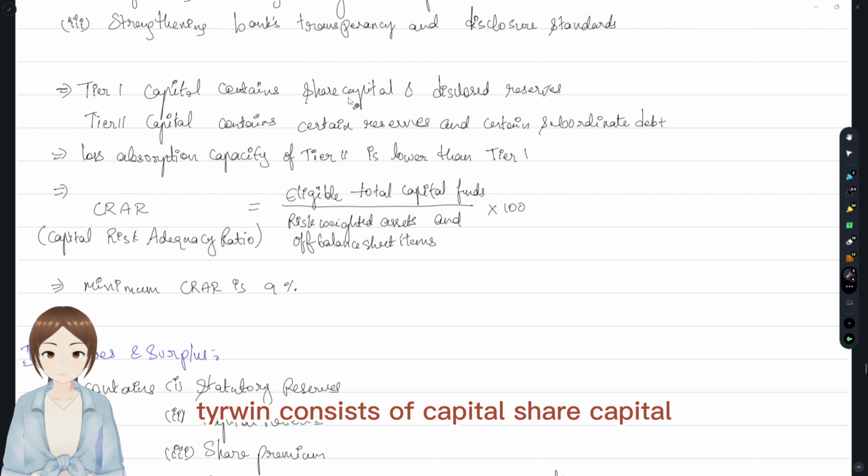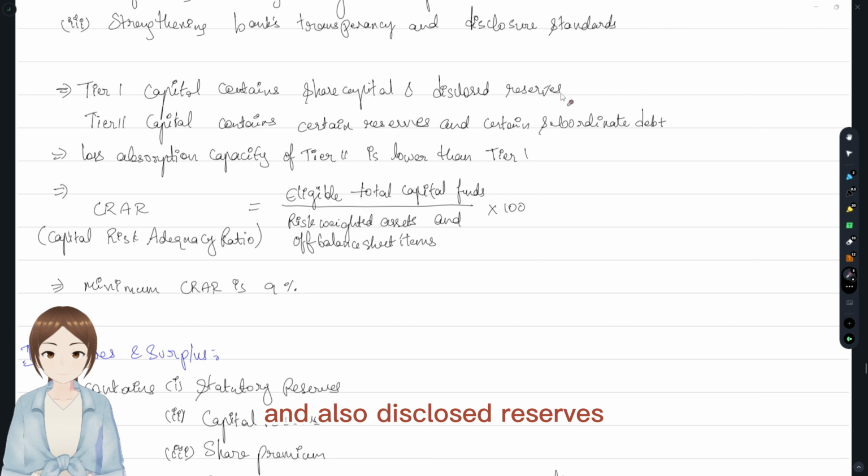Tier 1 consists of share capital and some disclosed reserves. And Tier 2 mostly contains certain specific reserves plus some subordinate debt. That was mostly in the Basel III Accord. We need not study that further. It was not in our syllabus though.